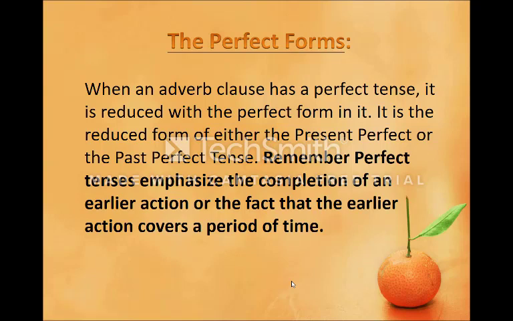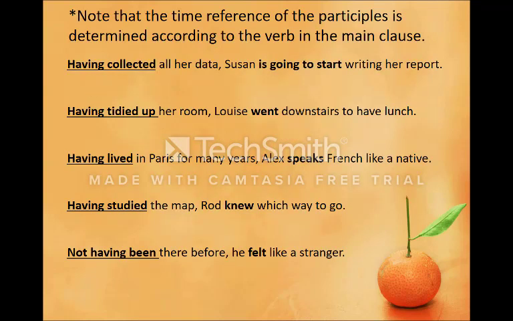Now, perfect forms. When an adverb clause has a perfect tense, it is reduced with the perfect form in it. It is the reduced form of either the present perfect or the past perfect tense. Remember, perfect tenses emphasize the completion of an earlier action or the fact that the earlier action covers a period of time. Note that the time reference of the participle is determined according to the verb in the main clause.